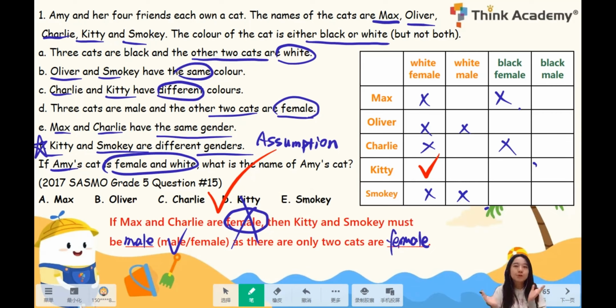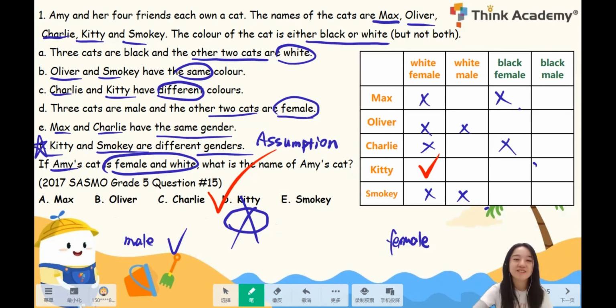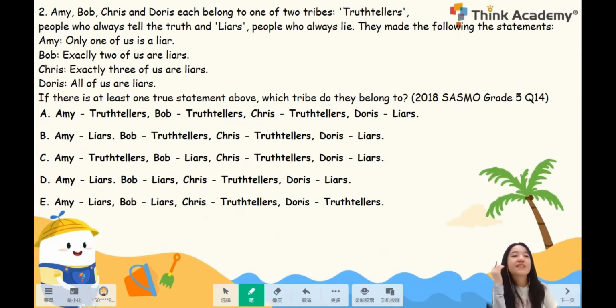Use a table to do the elimination. It will be much clearer. And do an assumption to check if it is contradictory to other conditions. If it is contradictory, do another kind of assumption. Then that will be correct. Let's move on to the second kind of problems. The second kind, we will learn another way to do the logical reasoning.